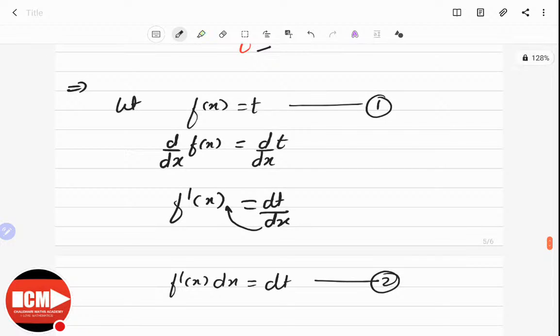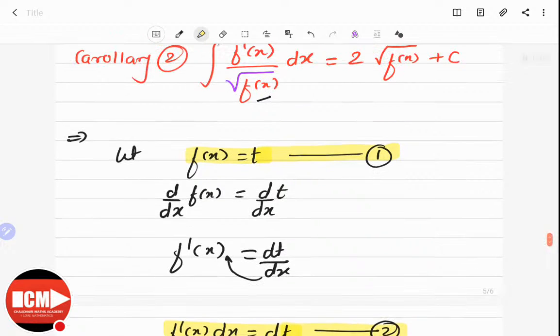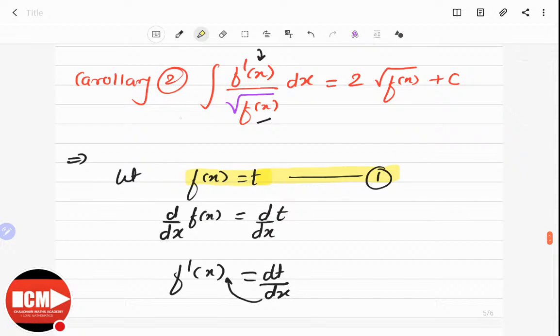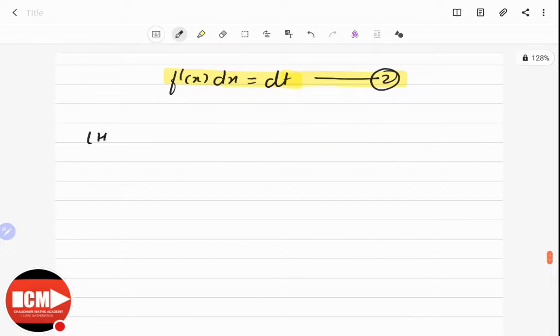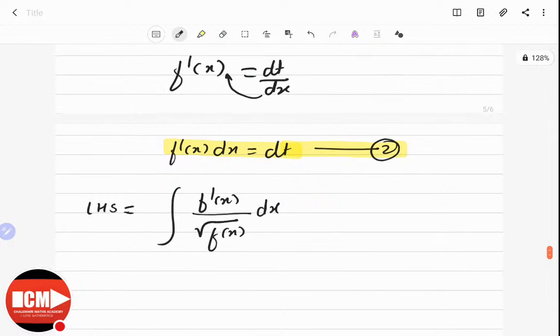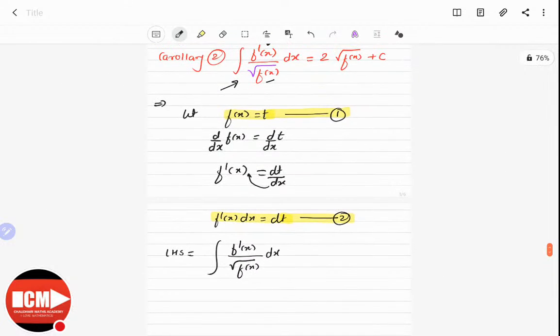Now, substitution is a two-step procedure. First, the thing that you are substituting and the derivative. So please substitute these two things in the given integration. Here I am writing the left hand side, I am talking about this integration. So try to write the left hand side of that integration, or that corollary. The left hand side of the corollary is f dash of x upon under root f of x with respect to x. And here I am going to substitute these two equations, that is equation number 1 and equation number 2, in this LHS. So let's try.